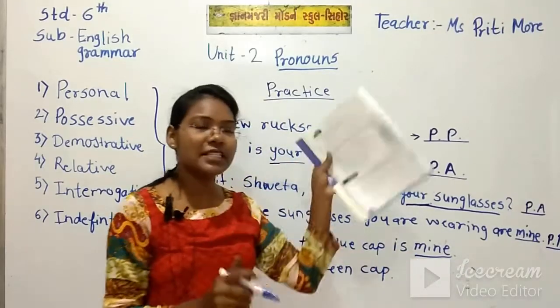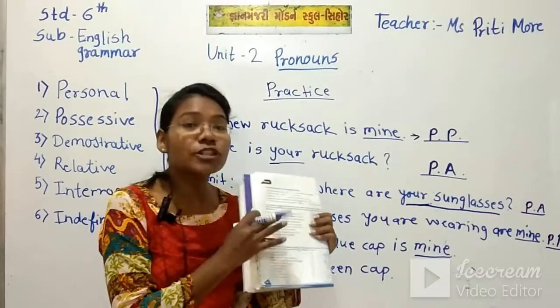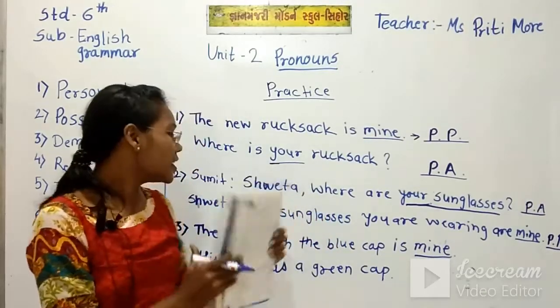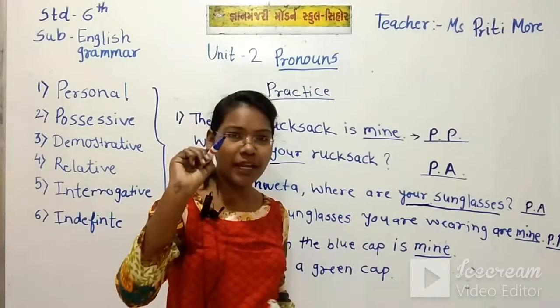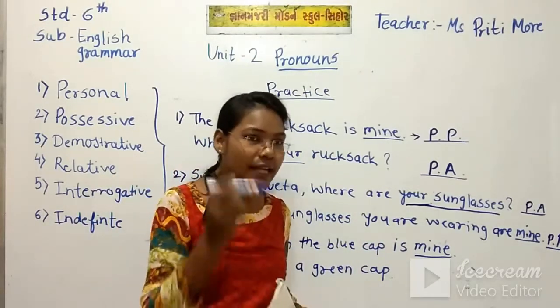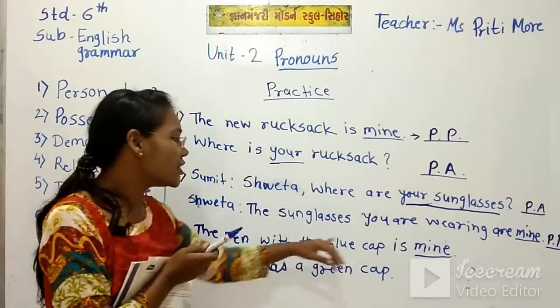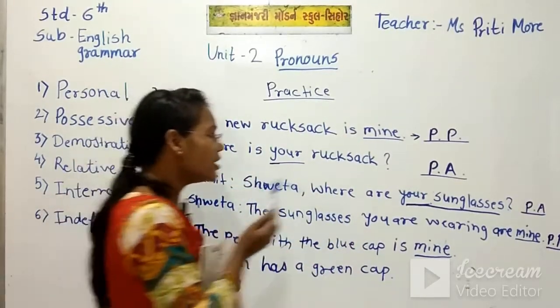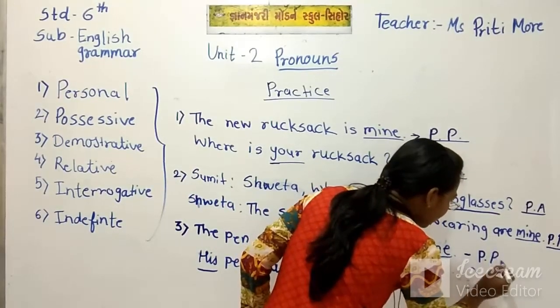That means if this book is what I am having, this book is mine. That means this book belongs to me. So here also, the pen with the blue cap is mine. That means I have a right on this pen. So authority is showing here, the right is showing here. So this is the possessive pronoun.